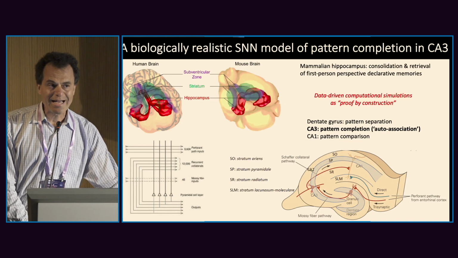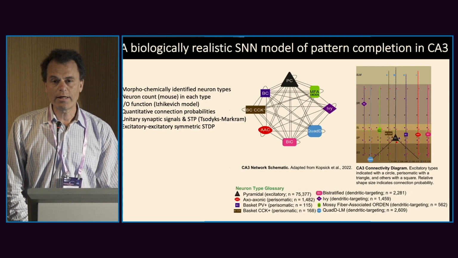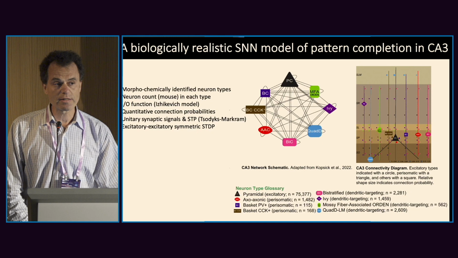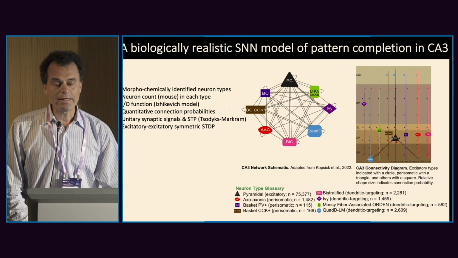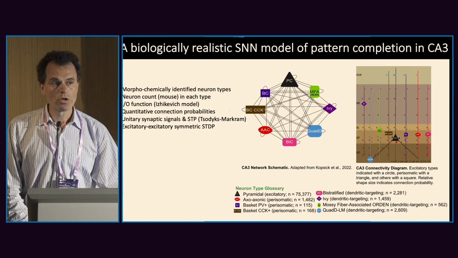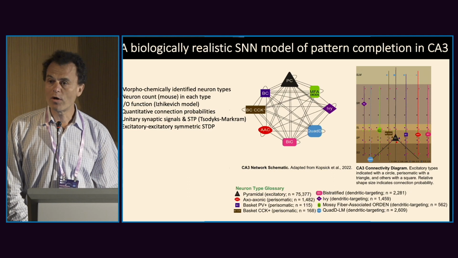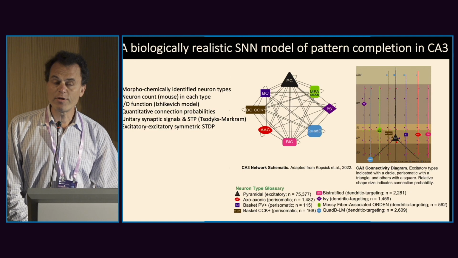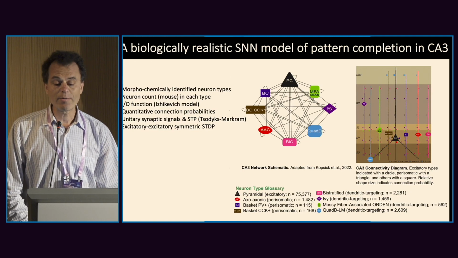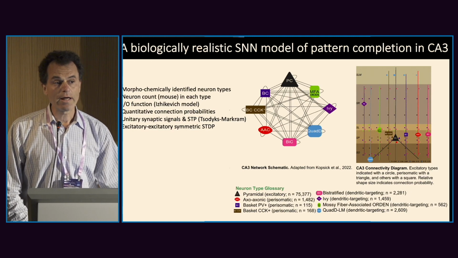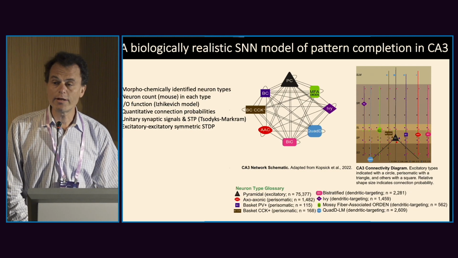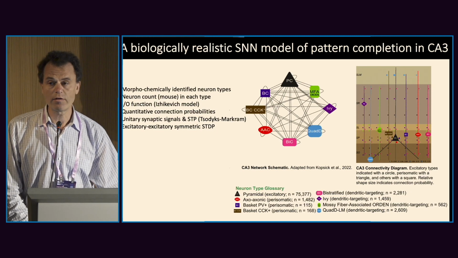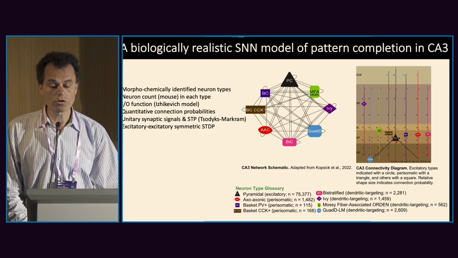So in order to answer that question, we built a model in silico of CA3 in the mouse in real scale with approximately 80,000 neurons. Each of the neurons corresponded to a type of neuron, one of 8 types, which were morphologically and chemically identified. The principal cell of this region is a pyramidal cell, which is excitatory, and there are 7 known types of inhibitory GABAergic cells, each with their own specific connectivity and function in the circuit.